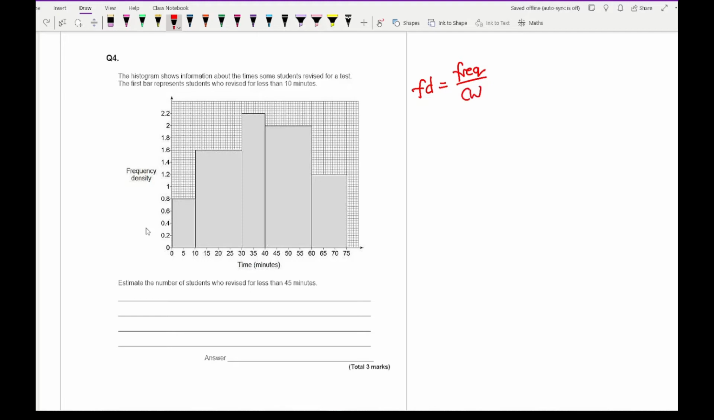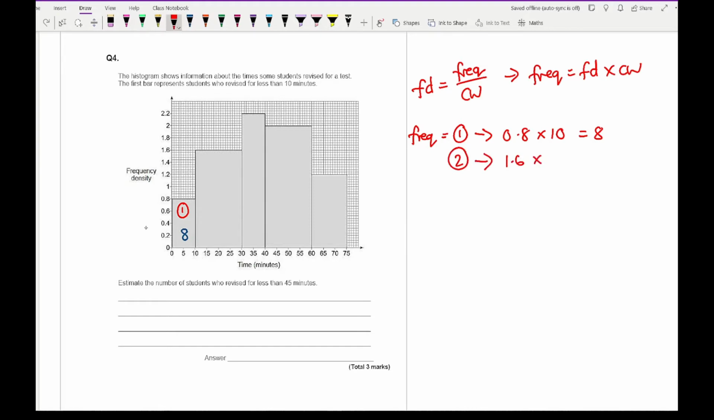So to work out the frequency of 1, that's going to be 0.8. So from this, the frequency equals the frequency density times the class width. For number 1, that's the frequency density, which is 0.8, times 10, which is 8. So there are 8 students in that first block. We've then got to work out the frequency for the second one, number 2, and that's going to be 1.6 times 20, which gives me an answer of 32.